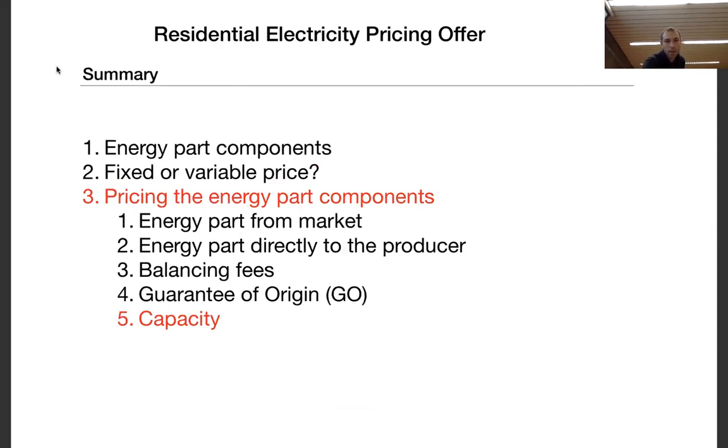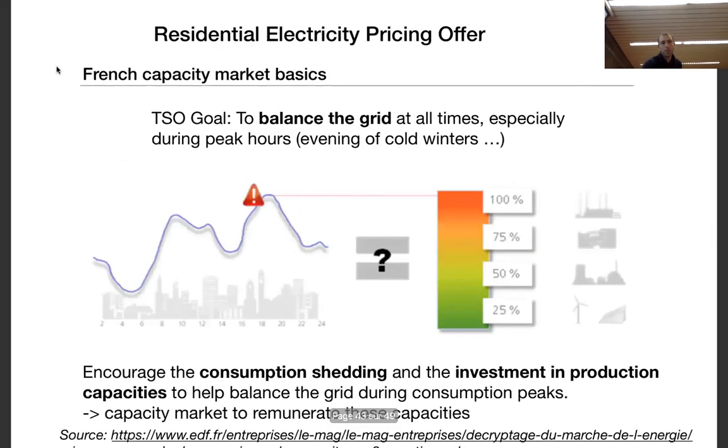Okay. Now the last cost. I think you do not know about that, the capacity market, but I will try to explain it quickly. It started in France, but it will also happen in Belgium. The goal of the TSO is to balance the grid at all times, especially during peak hours. And for the TSO, it's difficult to balance the grid during peak hours because sometimes consumption at the country level is increasing very quickly.